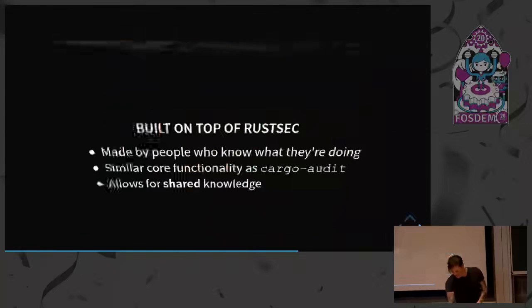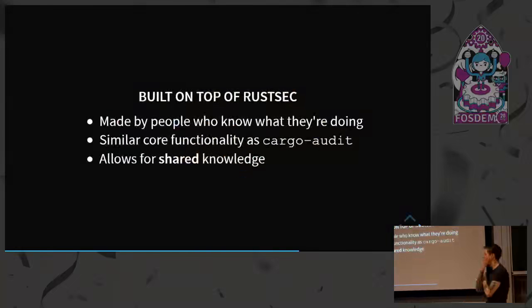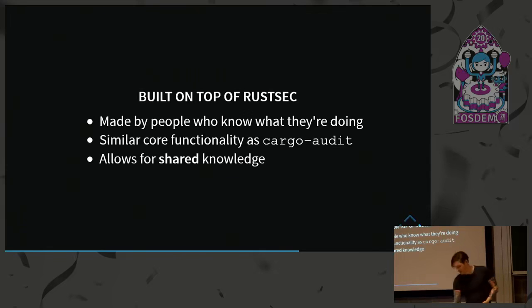Next, we have advisories. The advisories are built on top of RustSec. If anyone's used Cargo Audit, this is the same core crate that Cargo Audit uses to download, deserialize, and inspect your crates with advisories. This is cool because it allows for a centralized knowledge base of advisories for all different kinds of things that people can contribute to and help each other with.